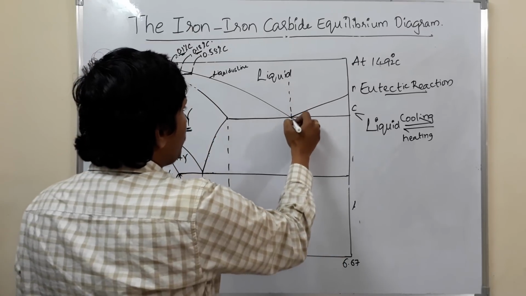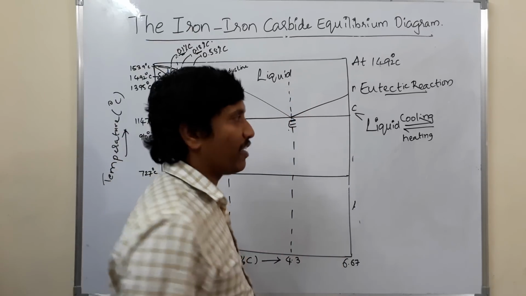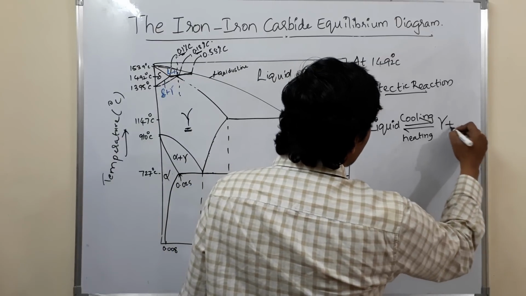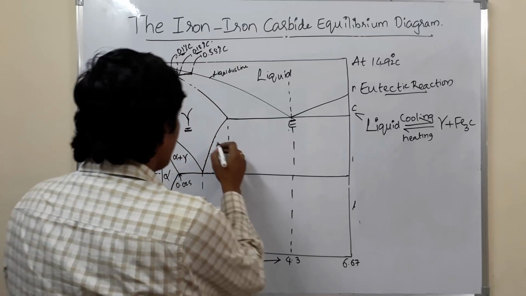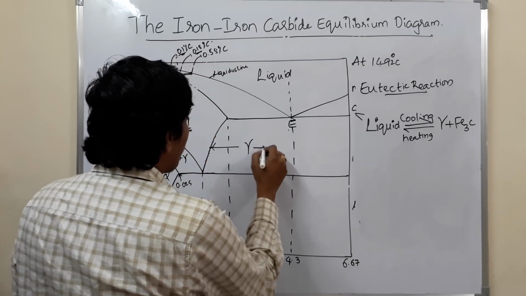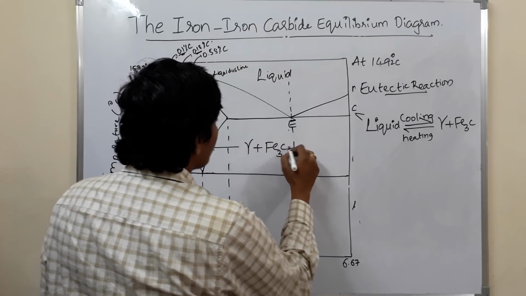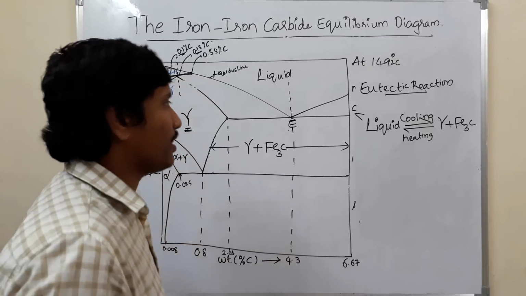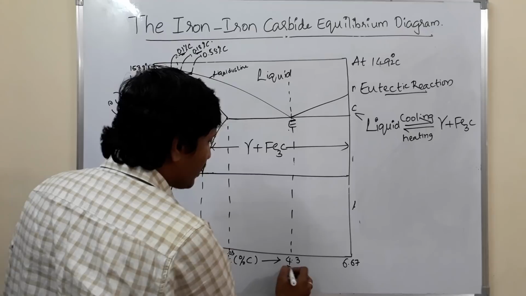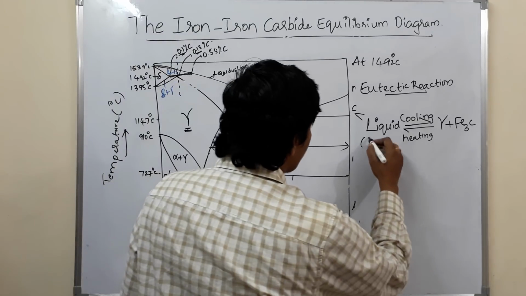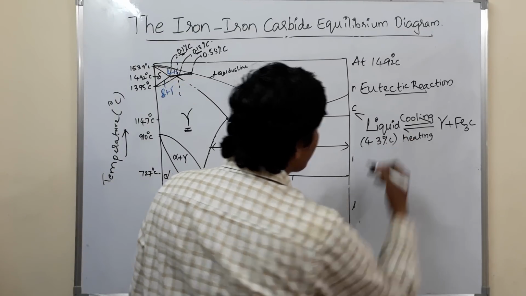Liquid upon equilibrium cooling transforms to two solids. Those are gamma plus Fe3C, that is cementite. Okay. So this portion is gamma plus Fe3C. So what is the percentage of carbon in this liquid? It occurs at a carbon percentage of 4.3. Okay. So this is 4.3 percentage carbon.